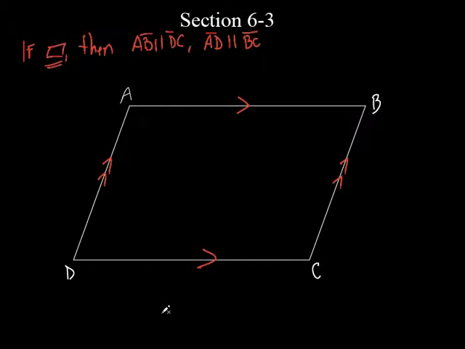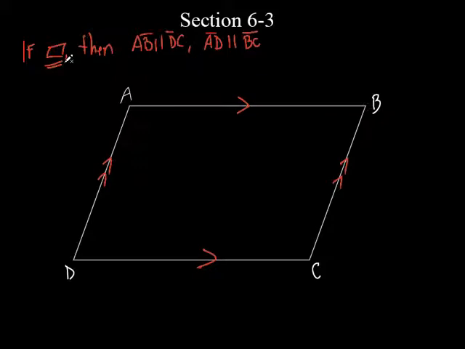But what are we saying today? We're switching the if and the then, aren't we? We're saying, if AB and DC are parallel, and if AD and BC are parallel, then guess what this whole thing is? It's a parallelogram. What do we call that when we change the if and the then around? We call it the converse.